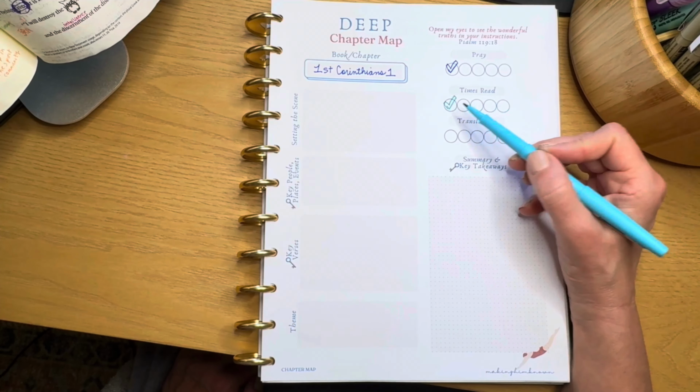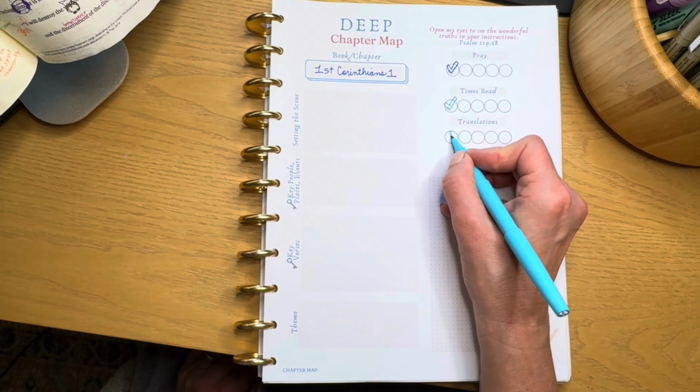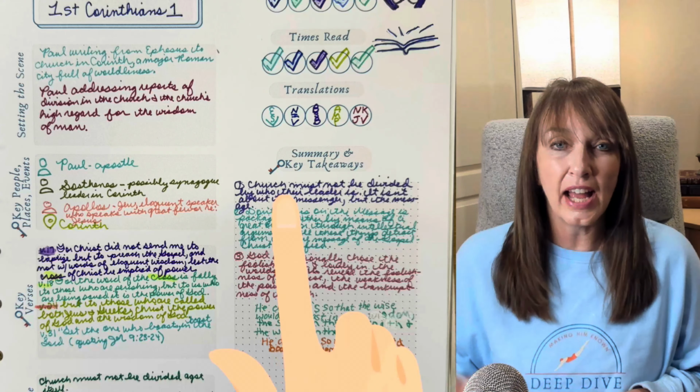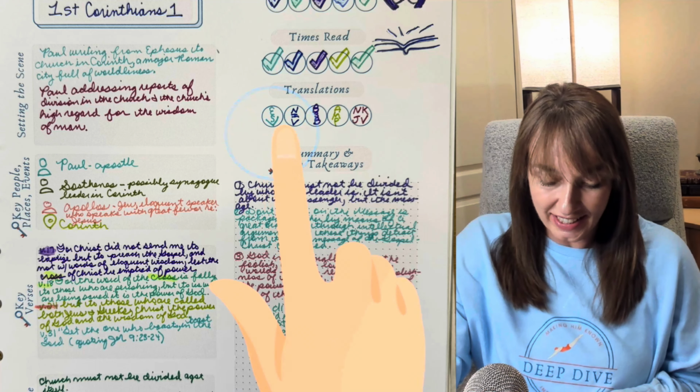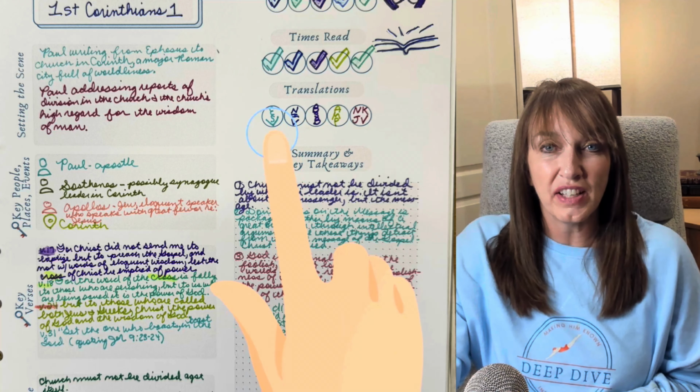We recommend reading at least 3 different translations to uncover the richer, deeper meaning of the text. Consider first reading from a more literal translation like the ESV or NASB, and then read more of a thought-for-thought translation like the NIV or the NLT. And you can see that's exactly what I did here. I started with the ESV and I moved to the NIV.